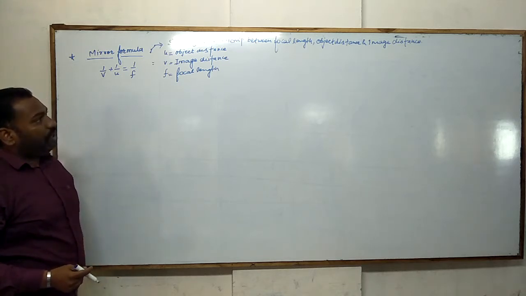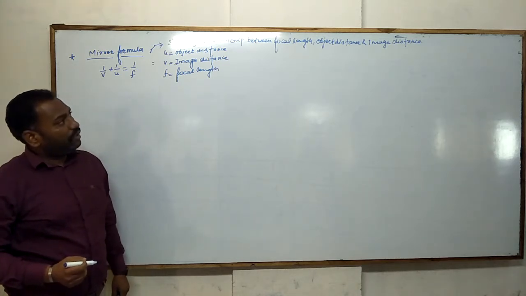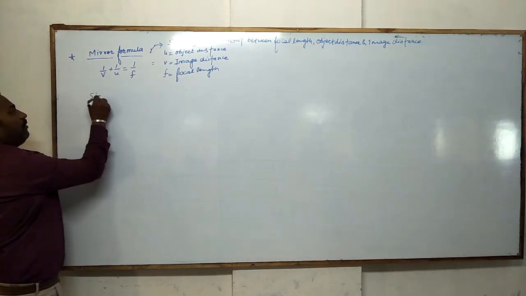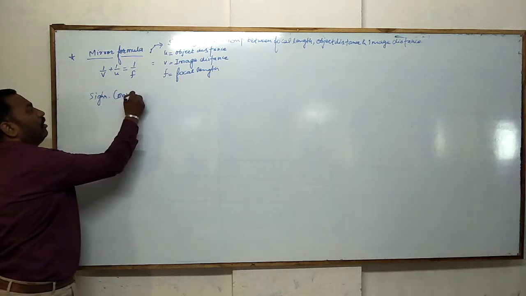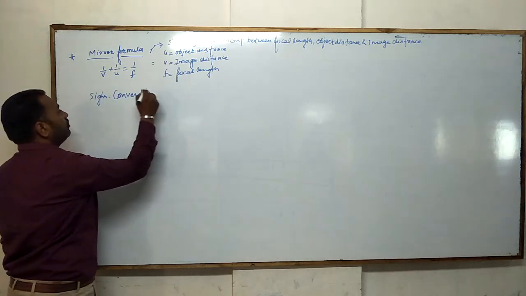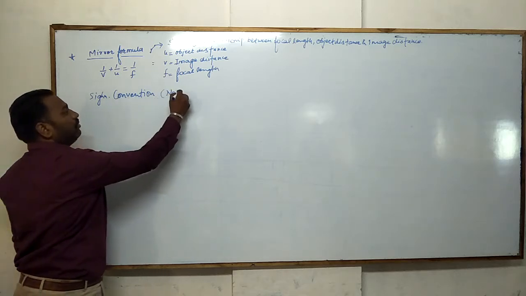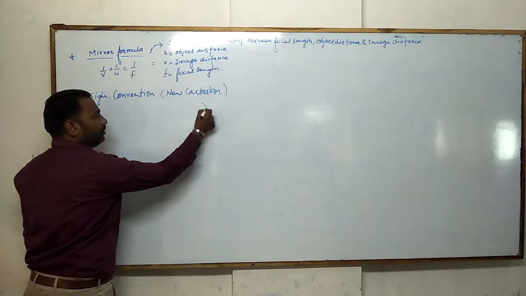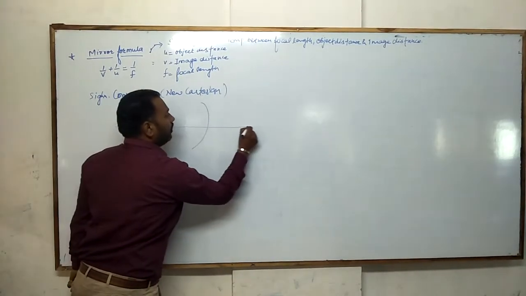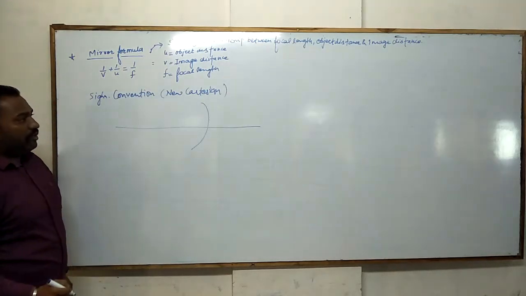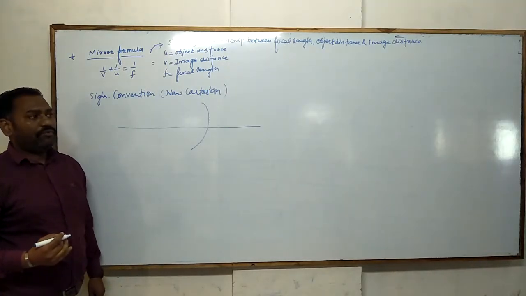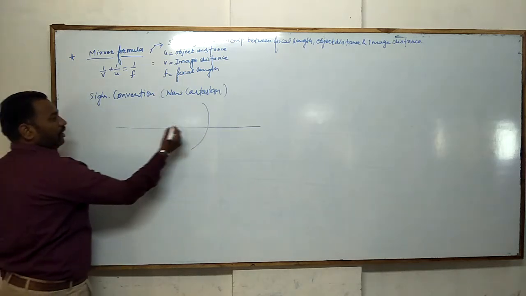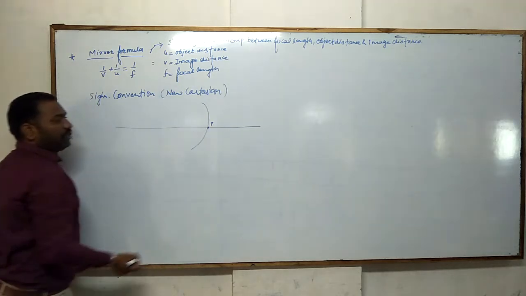Now we are introducing the new Cartesian sign convention. Through that we see how we can put the negative or positive. It means how we take the negative and positive values of object distance, focal length and image distance. So this is the pole. All distances should be measured from the pole.